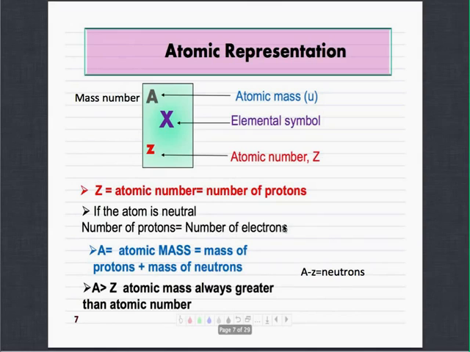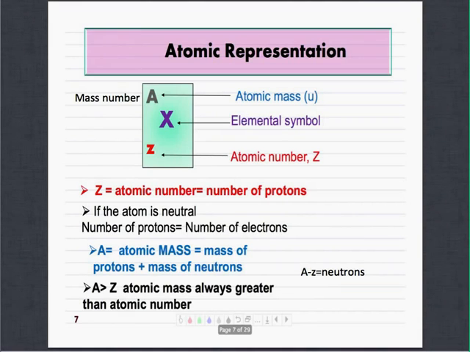Okay? Now, any imbalance in that is going to make it a charged element. So for a neutral element, the number of protons must be equal to the number of electrons. Otherwise, it will be charged because there will be an imbalance. Either you have more protons or more electrons there. Make sense?